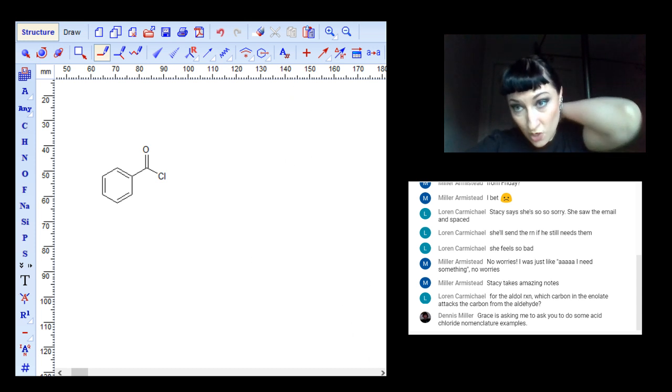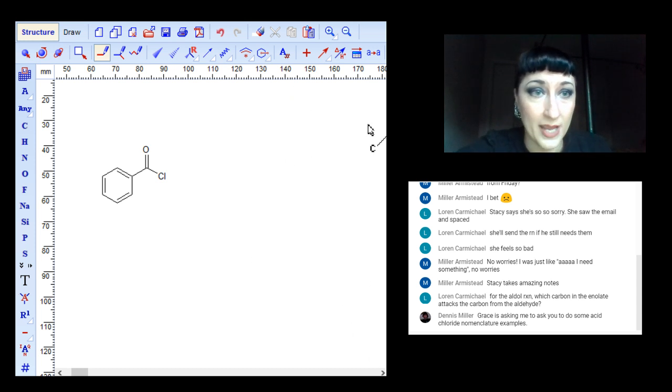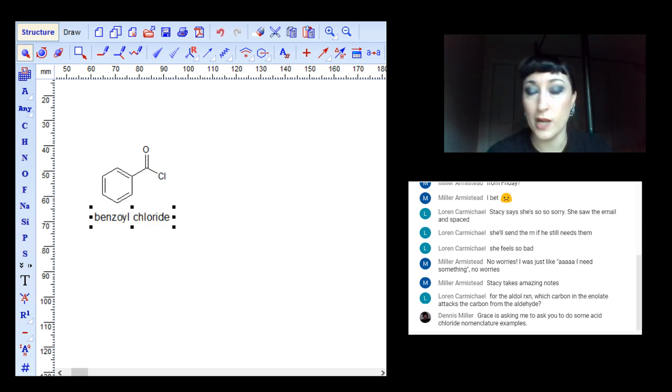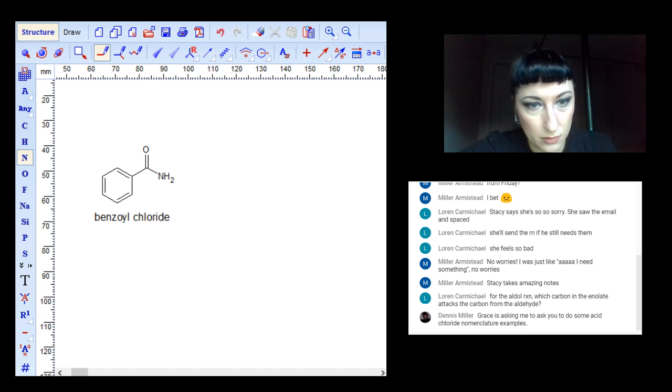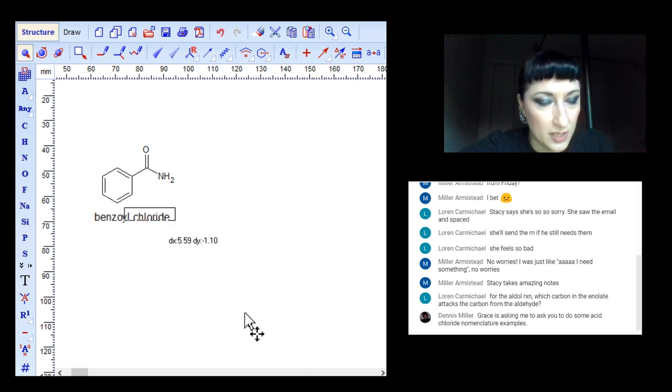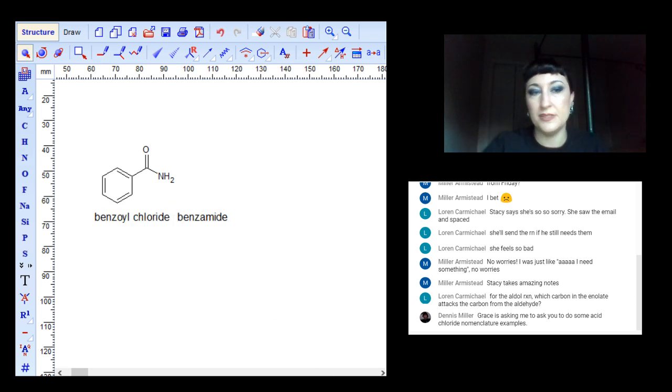So if this was the carboxylic acid, we would just call it benzoic acid, right? And so because it's the acid chloride, we would just change the oic acid to oyl chloride, and so we would have benzoyl chloride. Okay. If I had that as the amide, we would end up with benzamide. Instead of oic acid, you just change that.